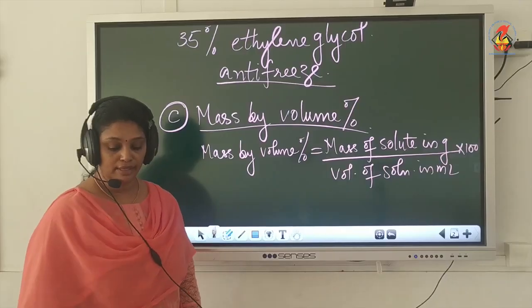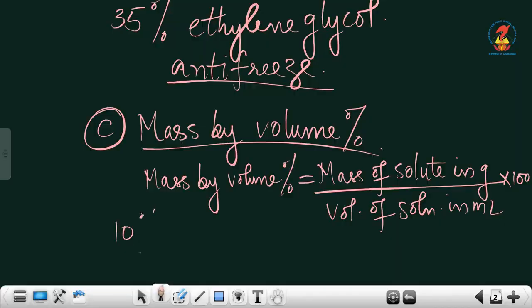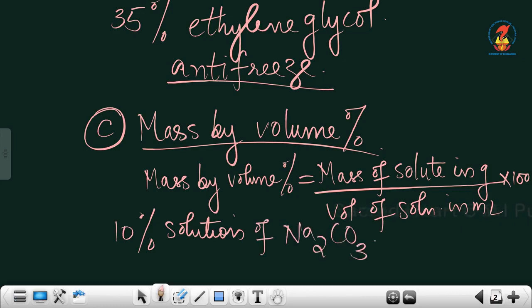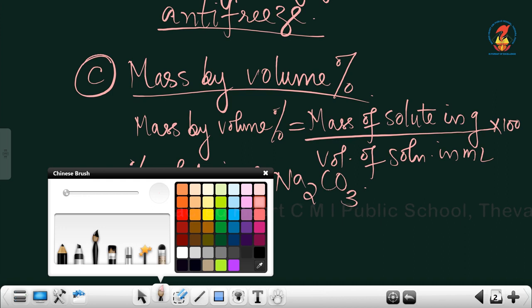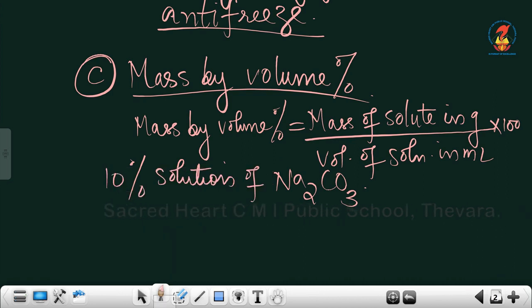For example, 10% solution of sodium carbonate means 10 gram of sodium carbonate is dissolved in 100 ml of solution.